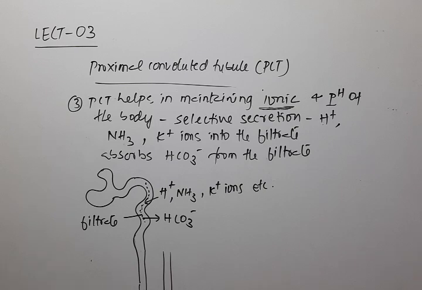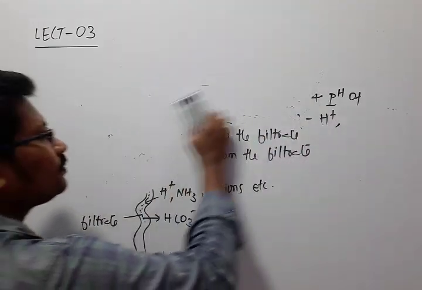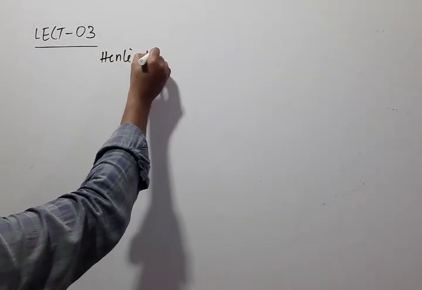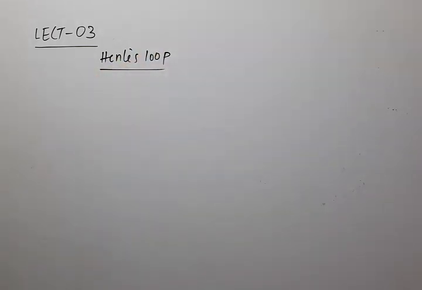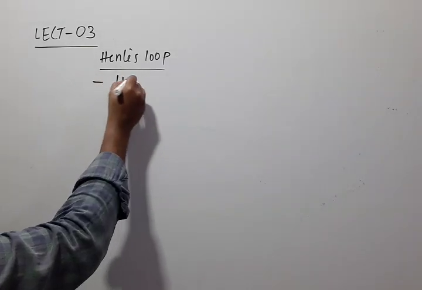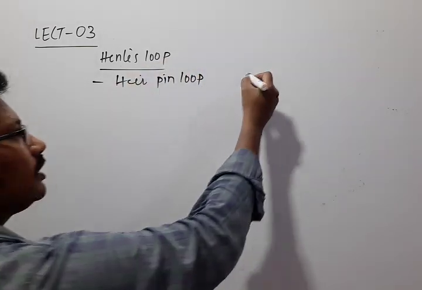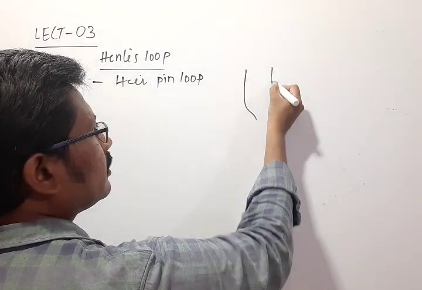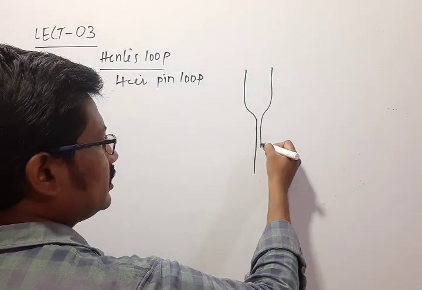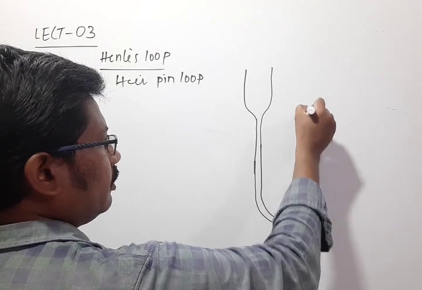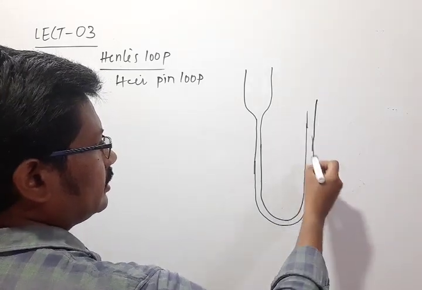Now the next one we'll see is the Henle's loop. How does the Henle's loop function? Here this is what we call a hairpin loop. So we can see here that the PCT becomes narrower, and this is the Henle's loop.